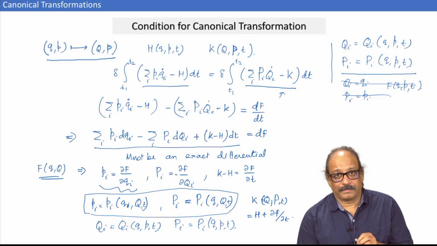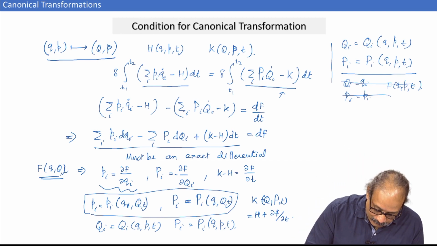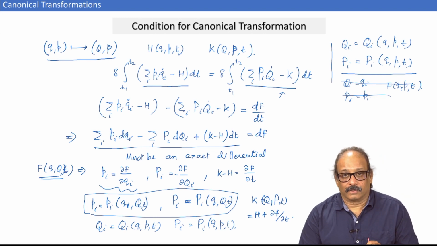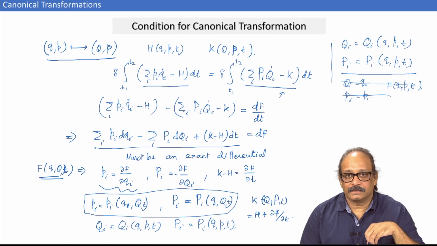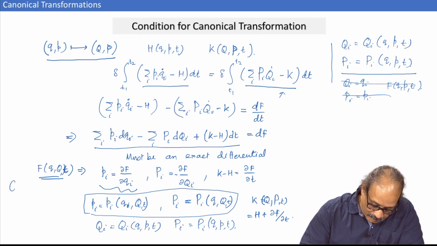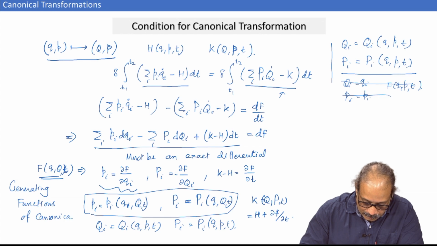Okay. So you see what happens here. Here I forgot to write this variable t. Okay. So that's why these functions are called generating functions. Generating functions of canonical transformation.